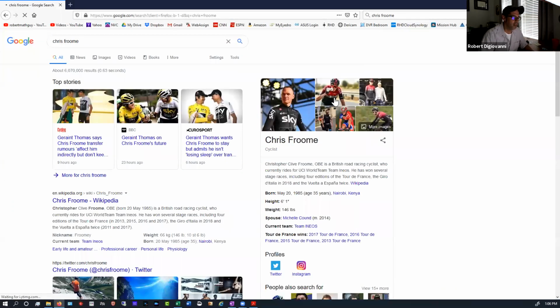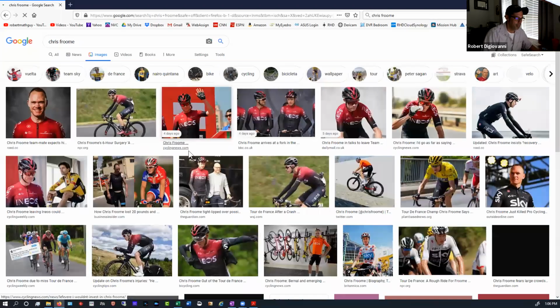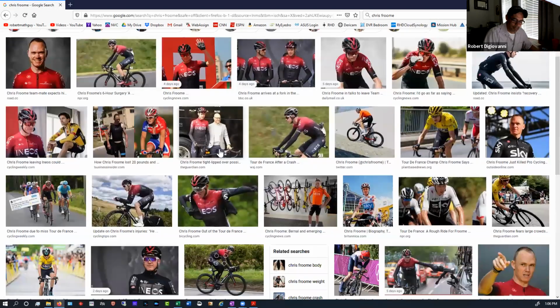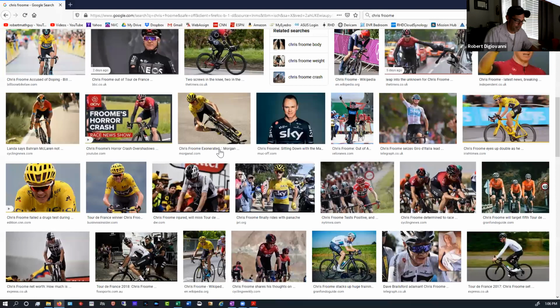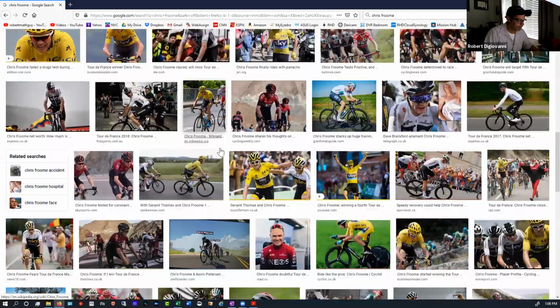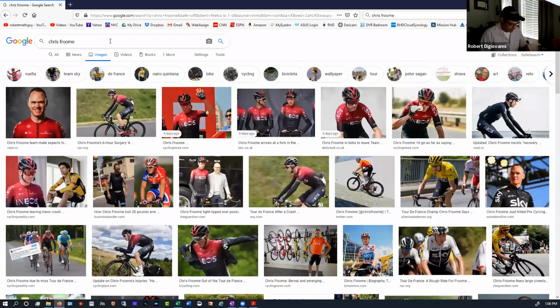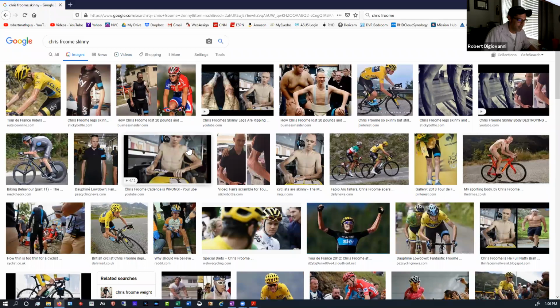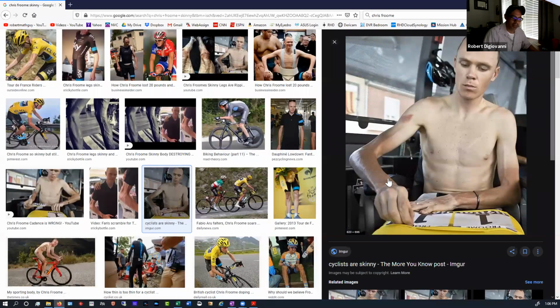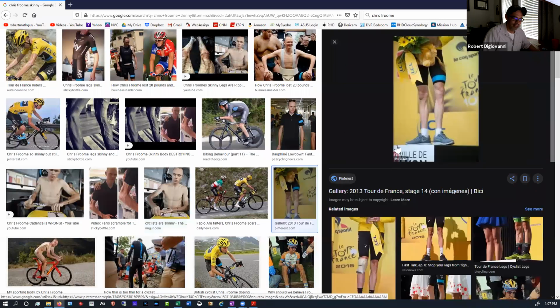So Chris Froome is by far the strongest cyclist in the world. He got injured this past year, so he didn't really get to compete in the big tour. But to give you an idea, let me just put in here, skinny. Let's see what it comes up with. Yeah, so this is him competing in the Tour de France, right? And he looks kind of like he should be on his deathbed, right? Would you all agree?